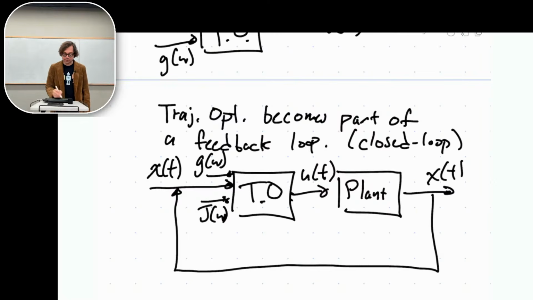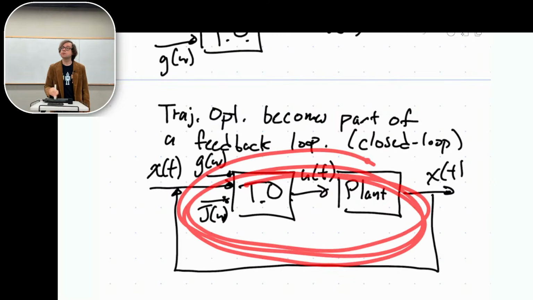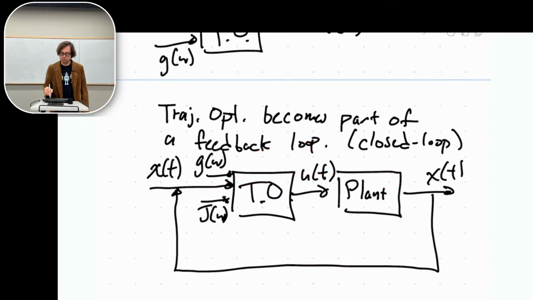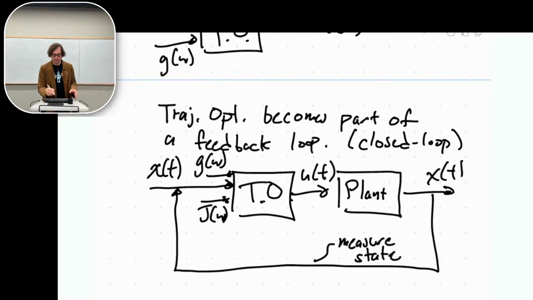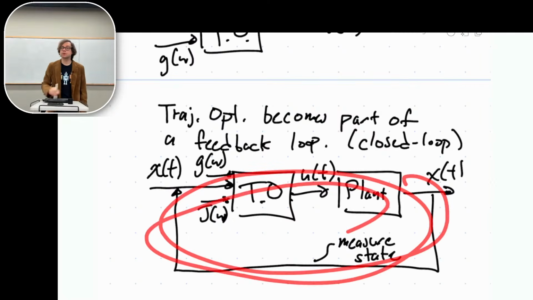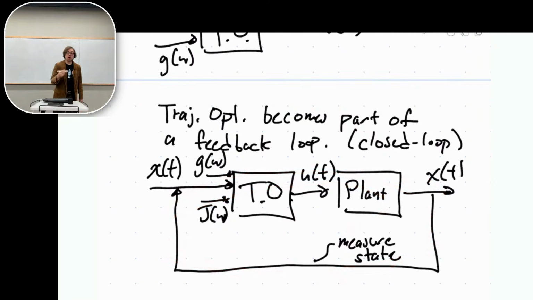So there's some rate of this feedback loop that you measure your state, then you update your trajectory optimization with whatever your new state is, you rerun it, get a new set of control inputs, your plan of what to do, and then it goes into your plant. And you see what happens, and you just do it in a loop. So you could think of model predictive control as just trajectory optimization in the loop.